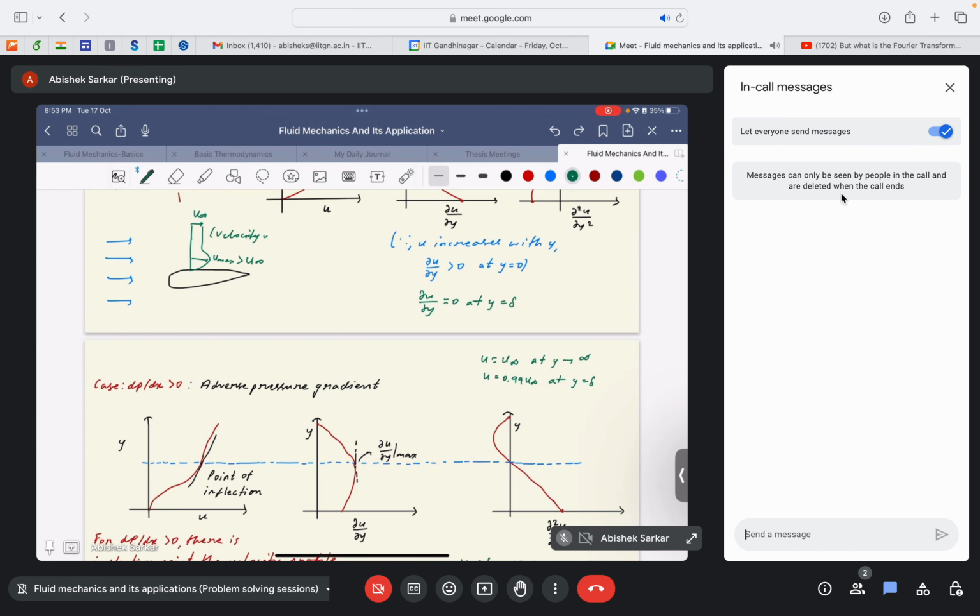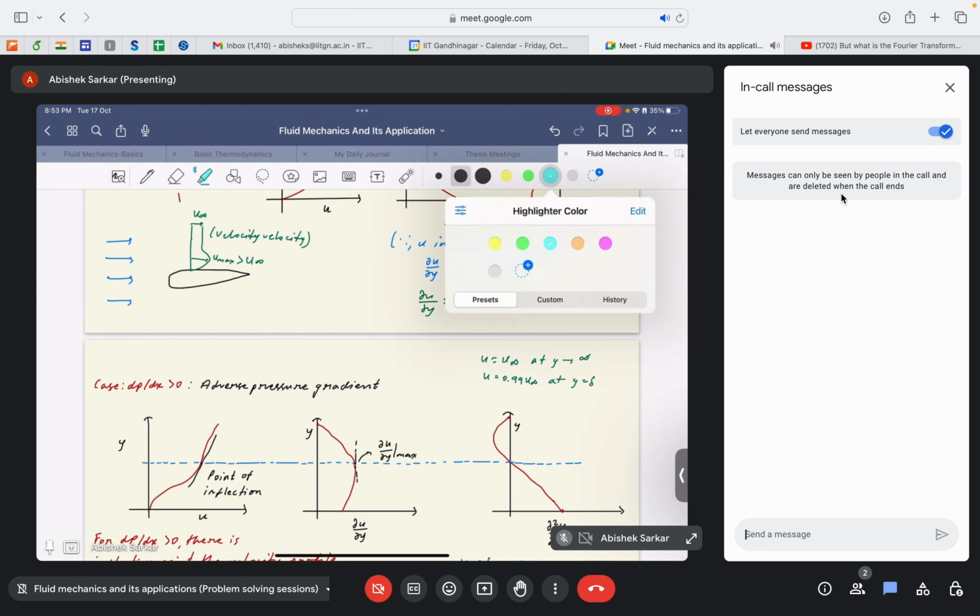And why u max is happening is exactly because of the curvature of the body, which is inducing a favorable pressure gradient, which results in the acceleration of flow in the nearby regions, or the region close to the airfoil. Okay, I hope you understand it. So that is what is being mentioned here.